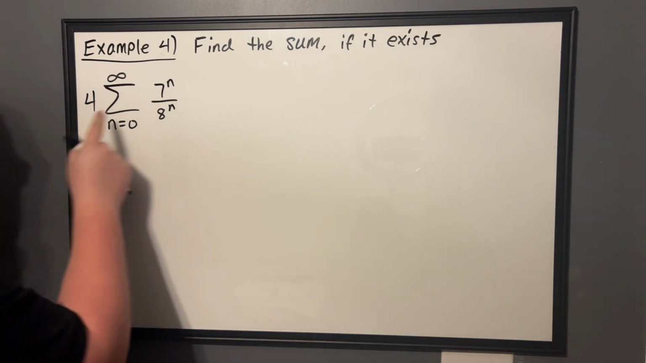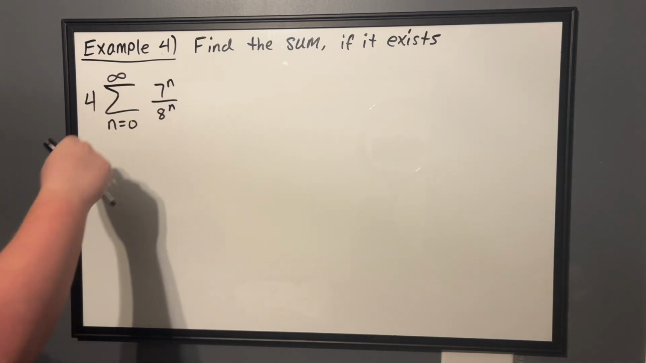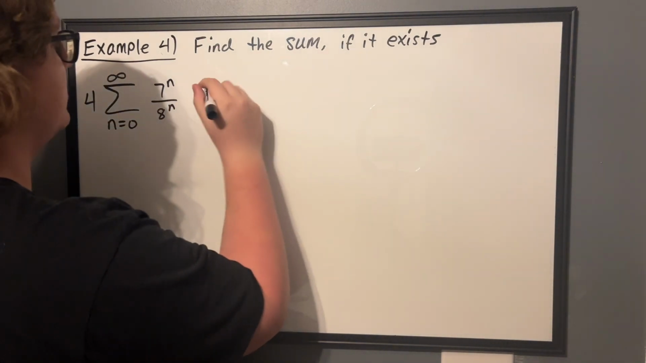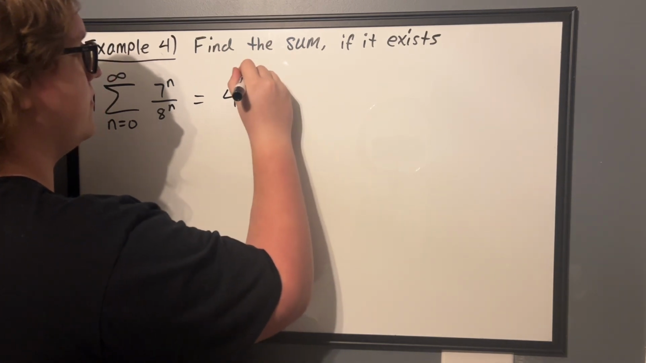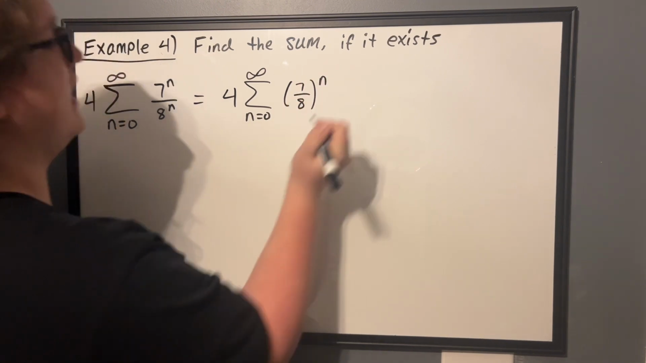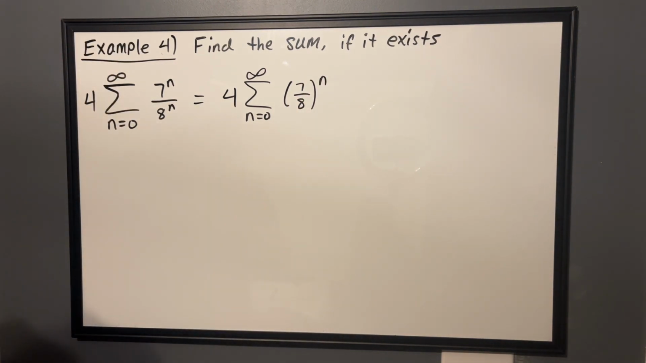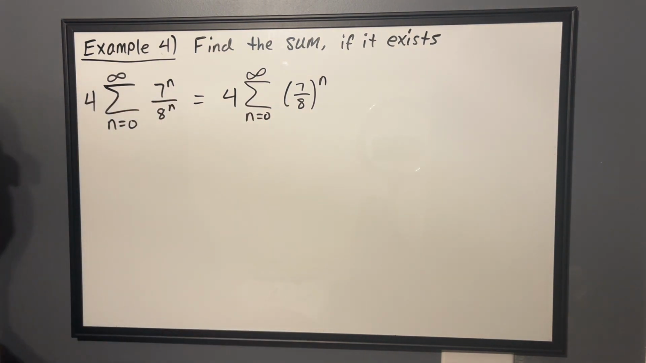So we have 4 times this series, and just like the last question, we can actually rewrite what's inside of this series. So this is going to be equal to 4 times the series, n equals 0 to infinity of 7 over 8 to the n. Right? This is standard practice when we have this general form. We want to write it in terms of the exponential.